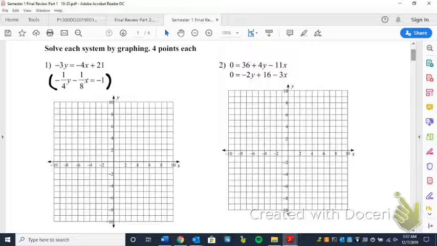So what we want to do is graph these. Sorry about that. My wife just came in and told me something about the car. So I was thinking and forgot to hit pause. Anyway.